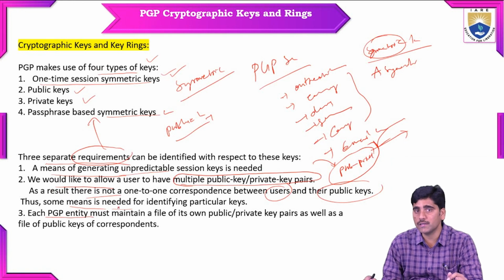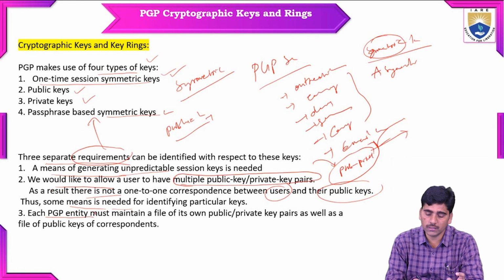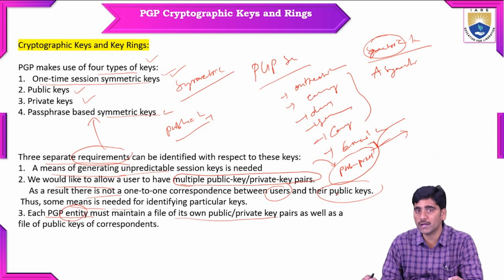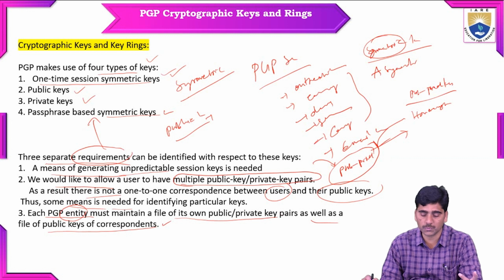Each PGP entity must maintain a file of its own public and private key pairs, as well as a file of the public keys of correspondents. So it has to maintain a recorded file of the public and private key pairs, as well as the public keys used as encryption keys for its correspondents.